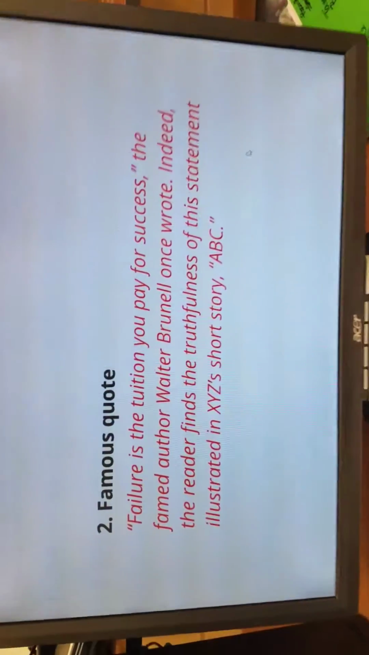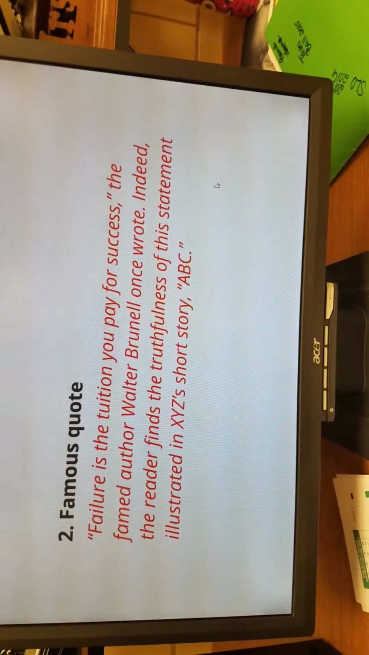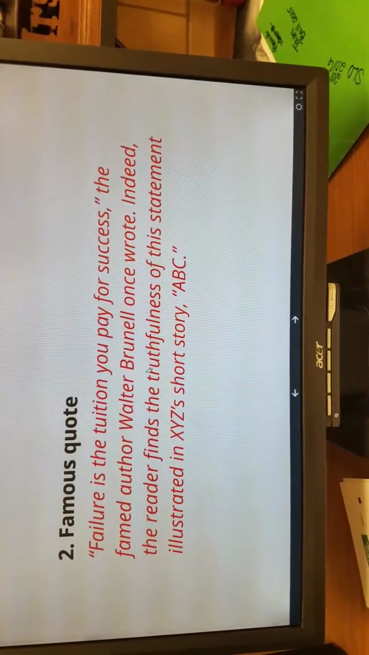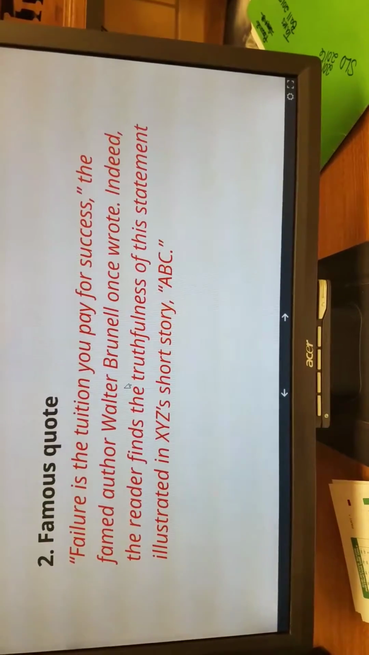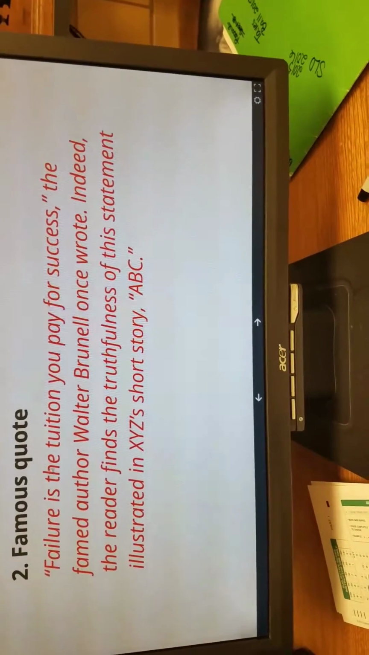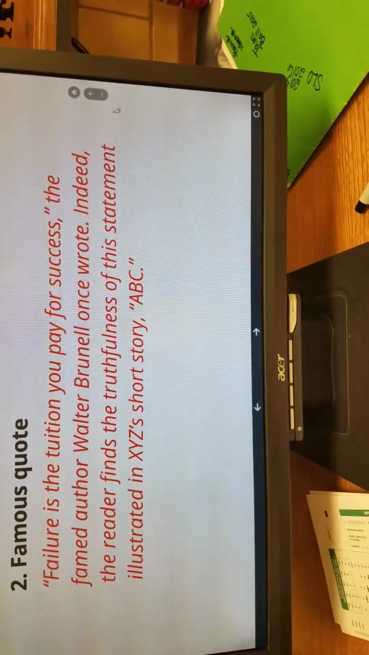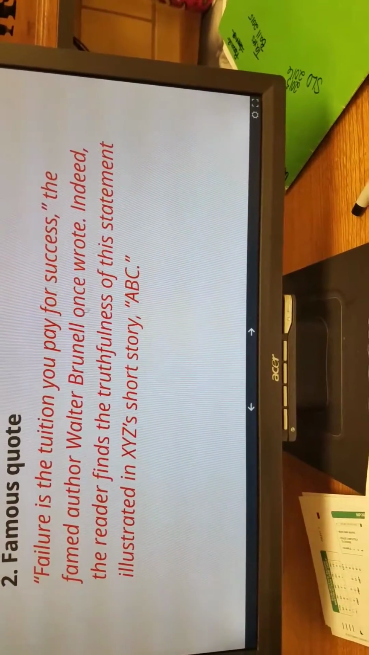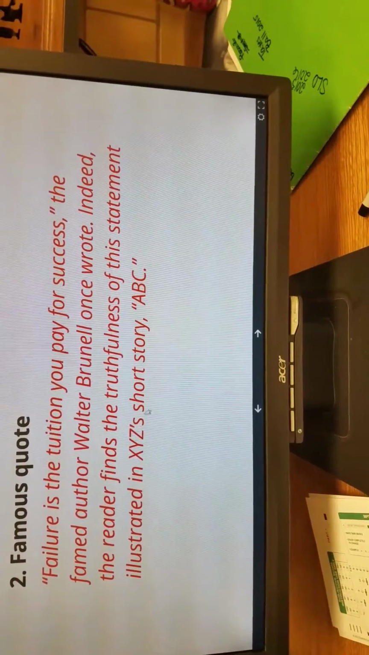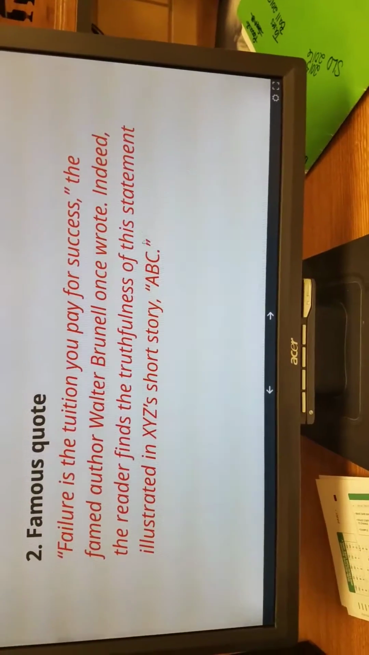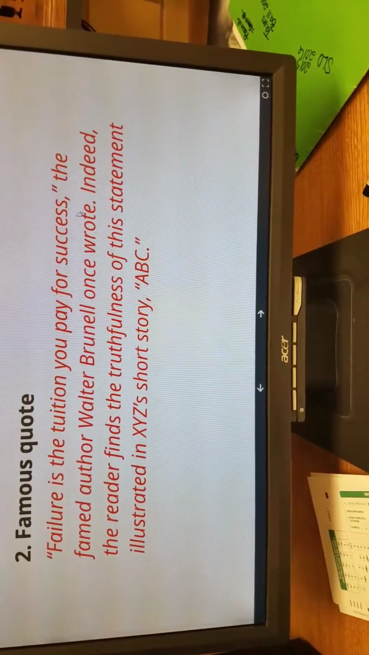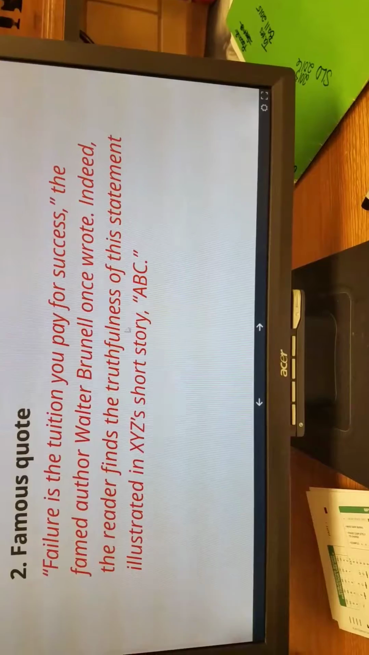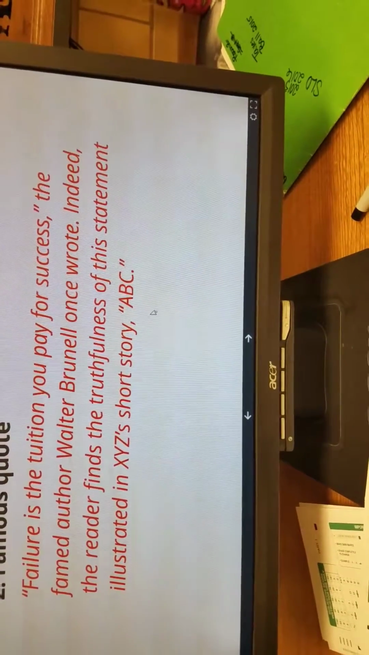So here's my lovely computer, and this is exactly what we did yesterday. This right here, failure is the tuition you pay for success, the famed author Walter Brunel once wrote. That's your hook statement, the famous quote kind. Here's your bridge statement. Indeed, the reader finds the truthfulness of this statement illustrated in XYZ short story ABC. You'll notice that they took the hook and told us how it flows into this pretend short story ABC.